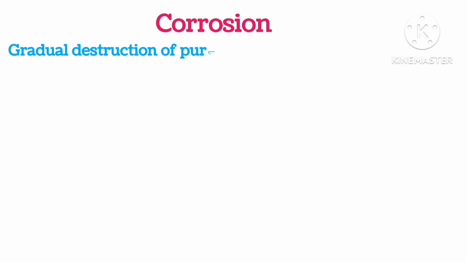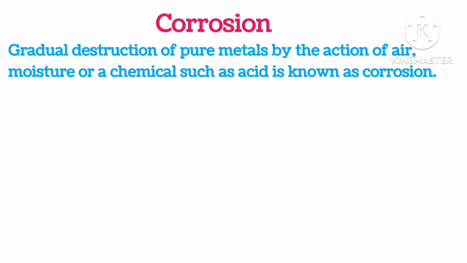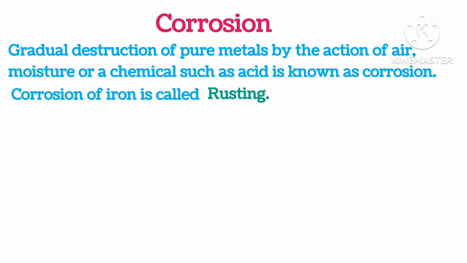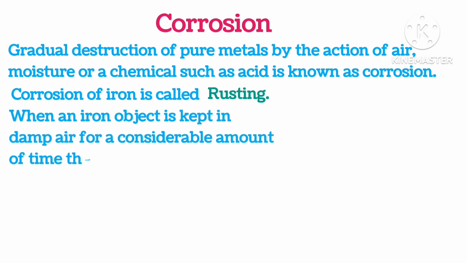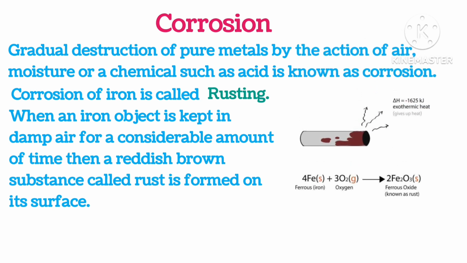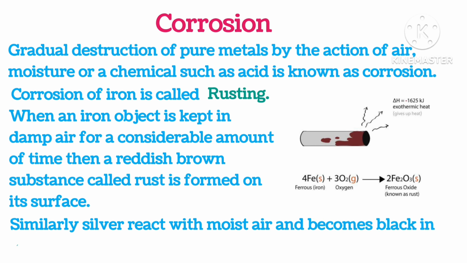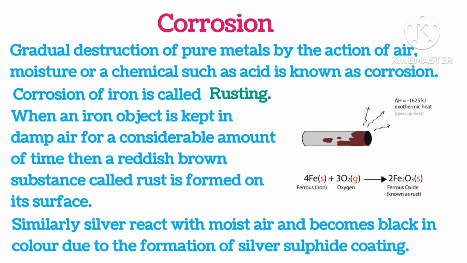Corrosion. Gradual destruction of pure metals by the action of air, moisture or chemicals such as acid is known as corrosion. Corrosion of iron is called rusting. When an iron object is kept in damp air for a considerable amount of time, the reddish brown substance called rust is formed on its surface. As you can see in this picture, ferrous oxide, also known as rust, is formed. Similarly, silver reacts with moist air and becomes black due to the formation of silver sulfide coating.